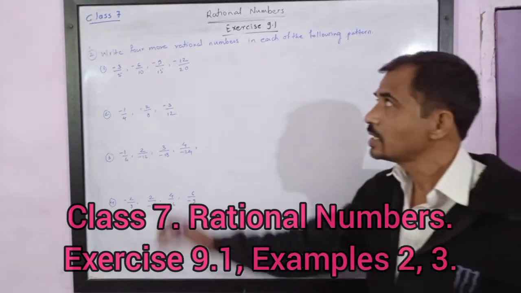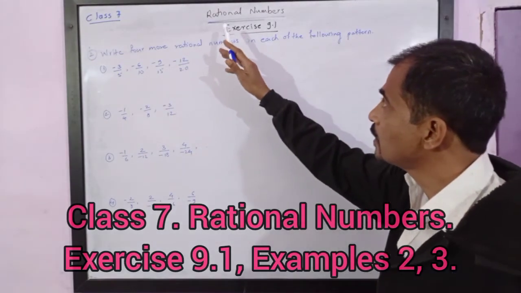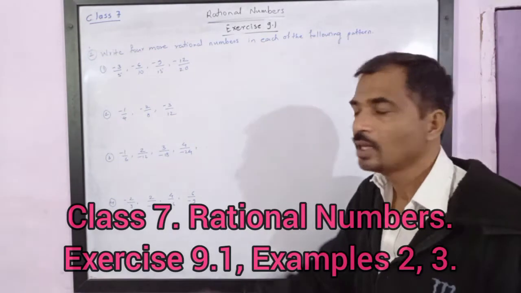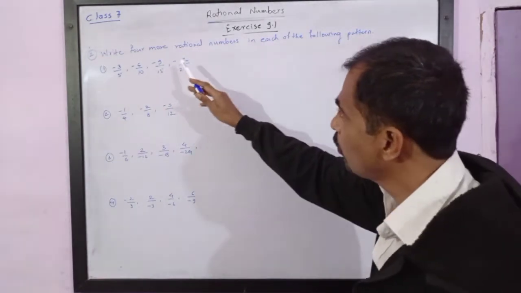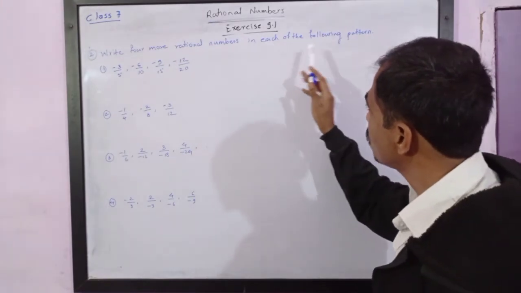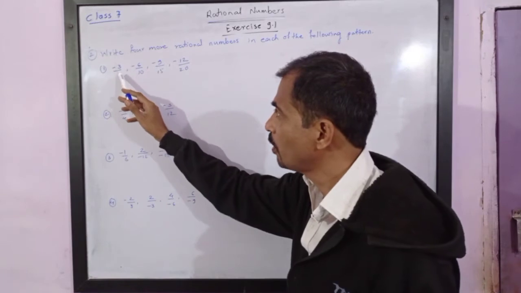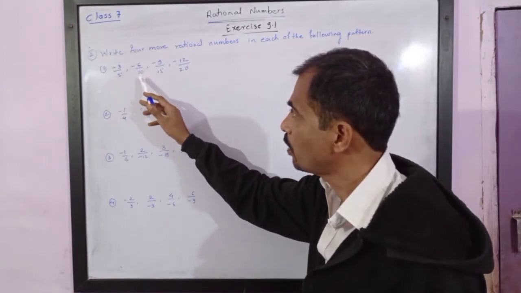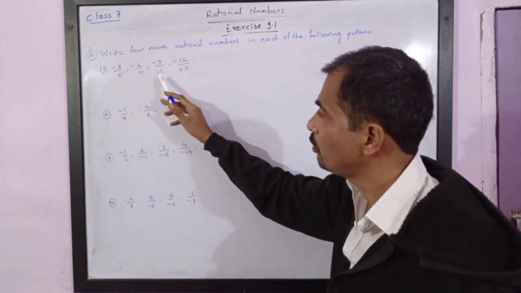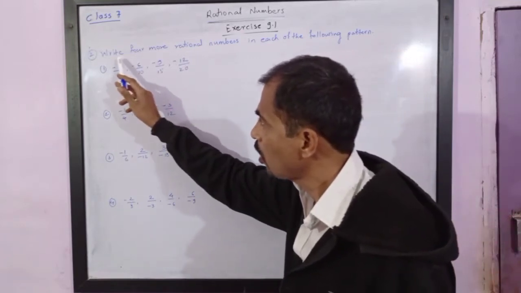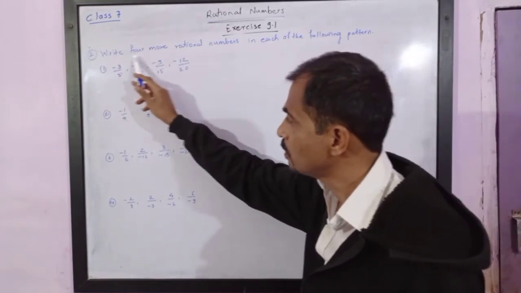Dear friends, in class 7 we have ninth lesson rational numbers and we are solving the problems from exercise 9.1. We have second question. Write four more rational numbers in each of the following pattern. Now see, the first pattern is negative 3 upon 5, negative 6 upon 10, negative 9 upon 15, negative 12 upon 20. Please note, these are all equivalent fractions.